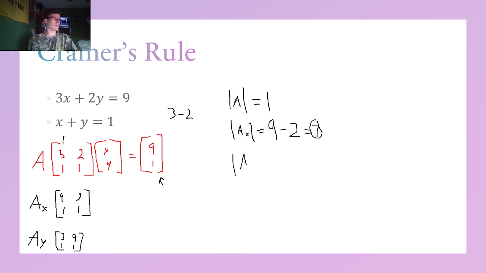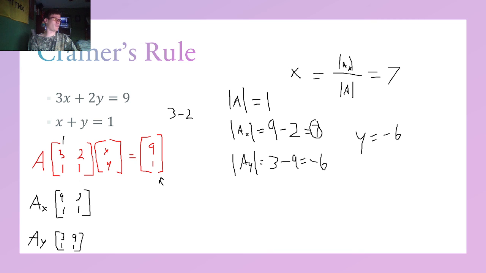A of y, 3 minus 9 equals negative 6. Okay, so you have your 3 determinants. Now, to find x, we divide determinant of A of x by the determinant of A. So our original matrix will divide up the determinant of A of x. And if we were to divide 7 divided by 1, that gives us 7. So x equals 7, y equals negative 6. Because we do A of y divided by determinant of A as well.